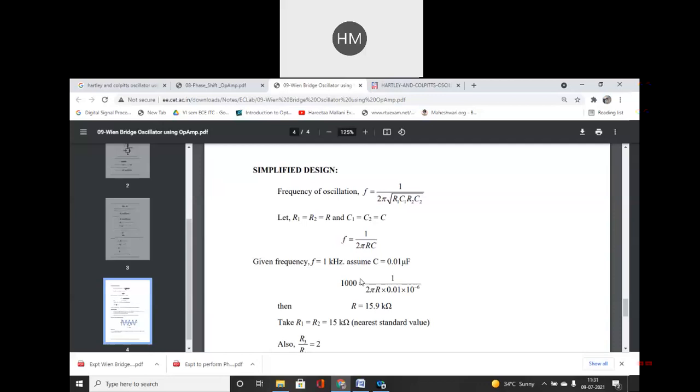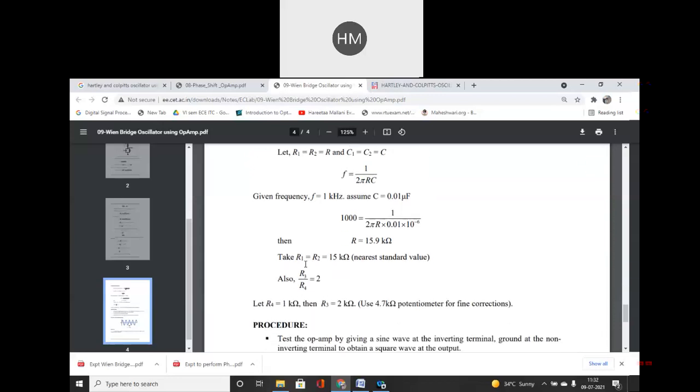Frequency of oscillation F is equal to 1 upon 2 pi RC. Here we are designing the circuit for 1 kilohertz. Assuming C, you can find the value of R. So what is this R telling me? This R is the one from the RC series and parallel combination, okay? So don't get confused.